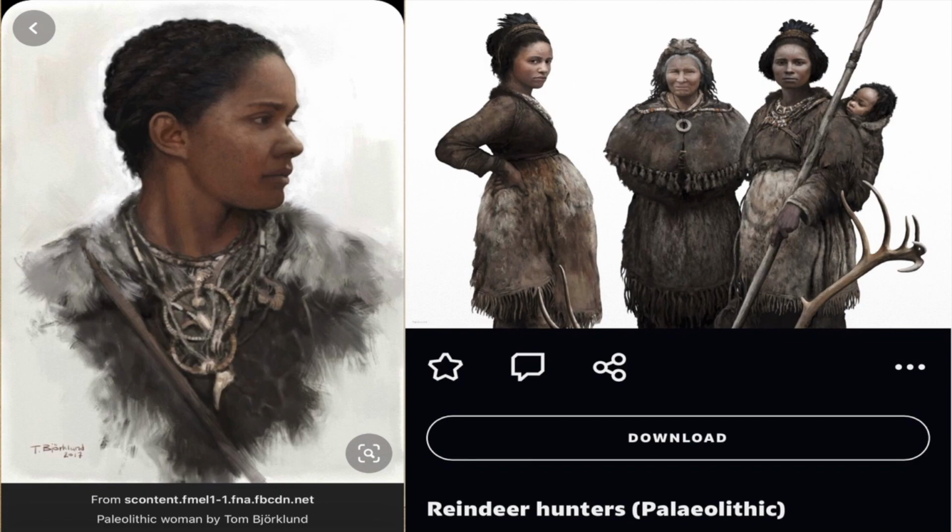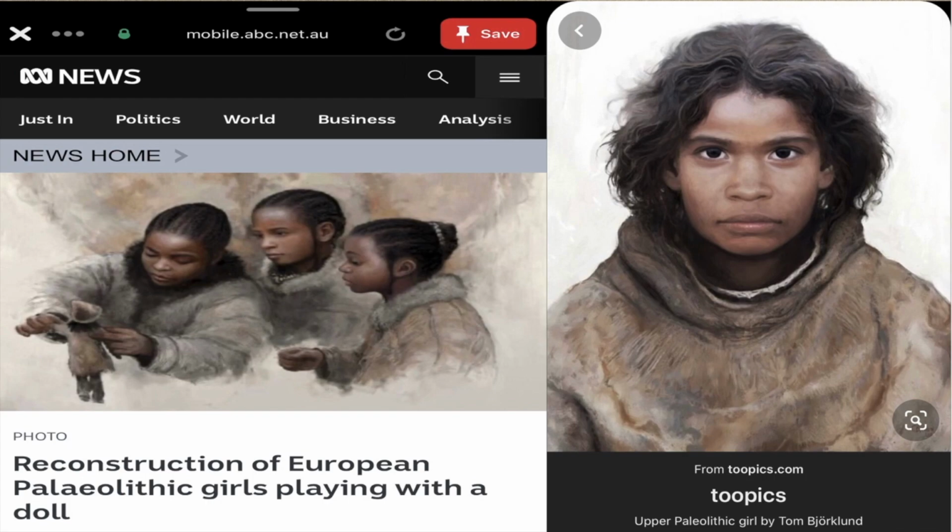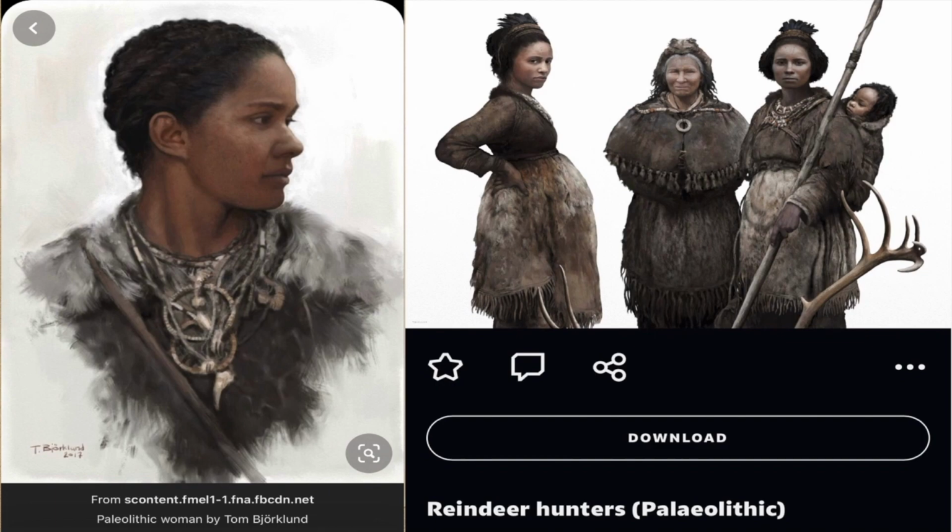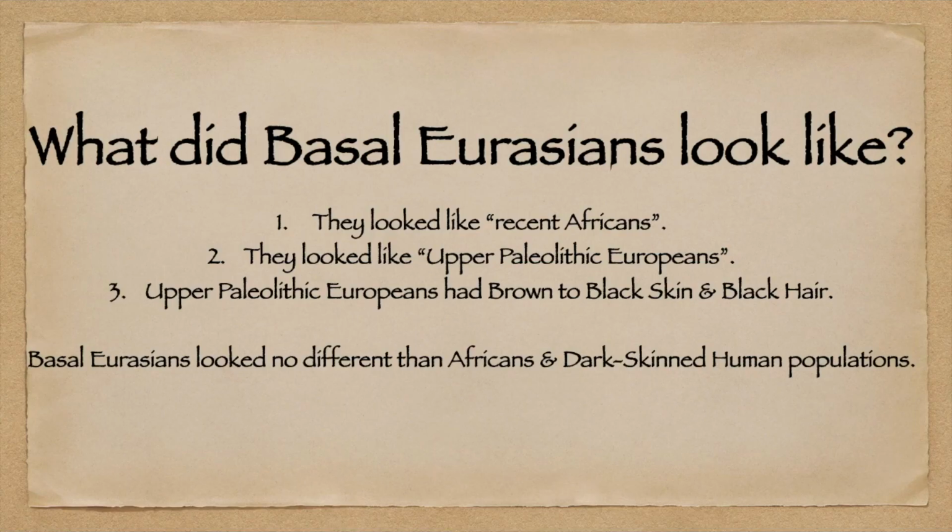And they're saying that basal Eurasians look like Paleolithic individuals. And so these are all representations of ancient Paleolithic populations. Basically, they had brown skin and dark, possibly curly or wavy hair texture. So they looked like recent Africans from what we just read, and they looked like Upper Paleolithic Europeans. Upper Paleolithic Europeans basically had brown skin to black skin and black hair. Basal Eurasians looked no different than Africans and dark-skinned human populations.